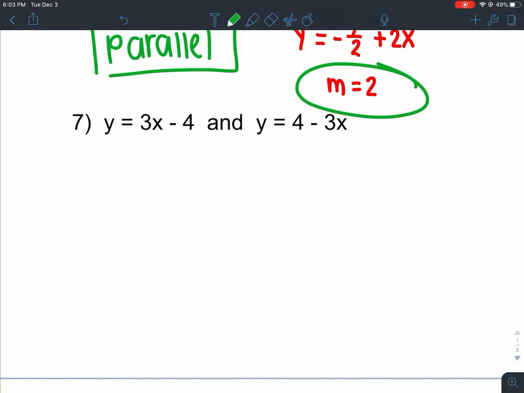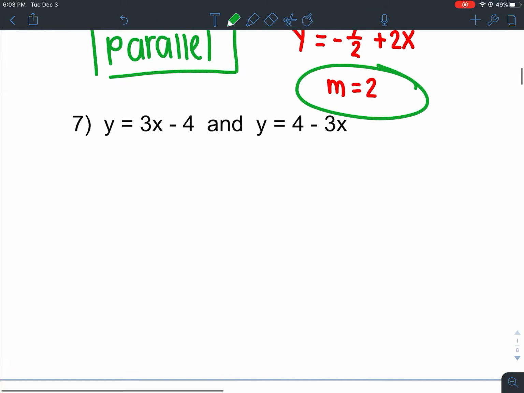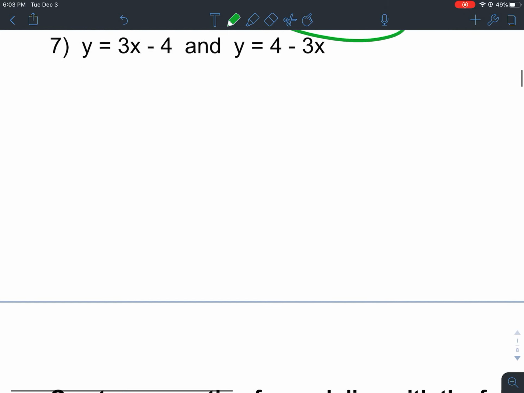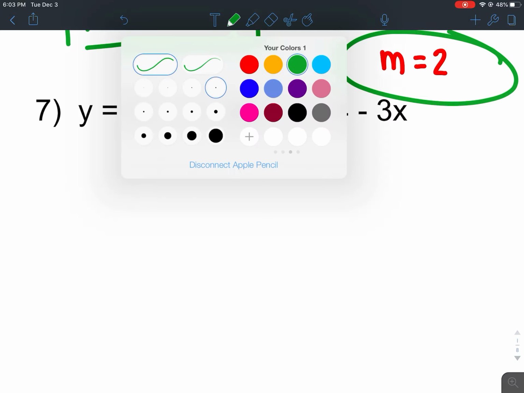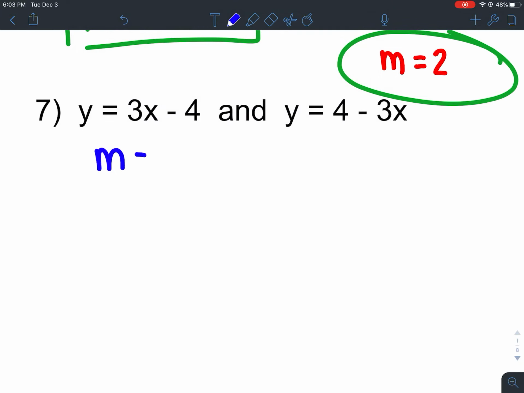So in number 7, I have y equals 3x minus 4 and y equals 4 minus 3x. So do I know the slope just by looking at these? Yes. How do I know that? y is by itself. It's in y equals mx plus b form. So because y is by itself, I already know what my slopes are. In the first equation, my slope is positive 3, right? 3x, 3.